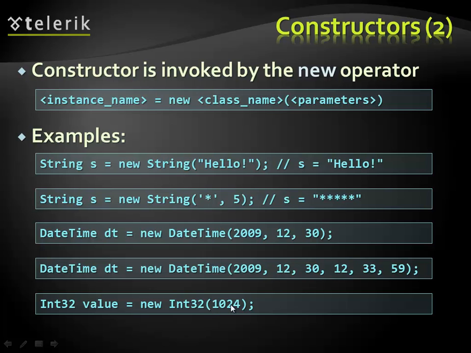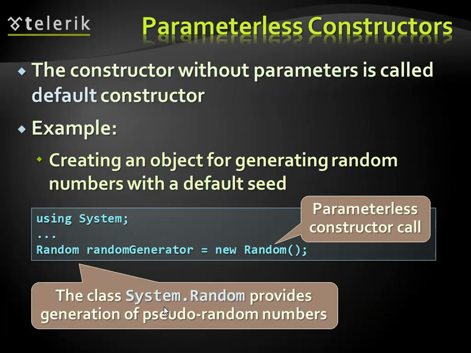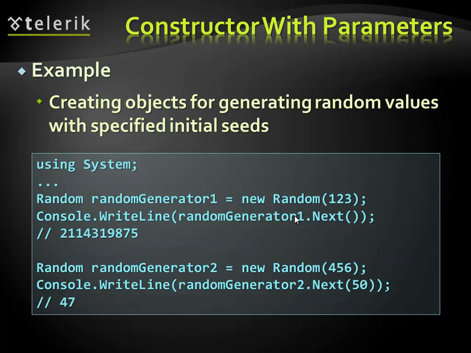Here's another way to initialize an integer, not just directly, but yeah, we mentioned that. The parameterless constructor, which has no parameters, is usually referred to as the default constructor. Again, examples. So here we are using another class called Random, which is another part of the framework, which generates random numbers. We'll see some uses of it later.